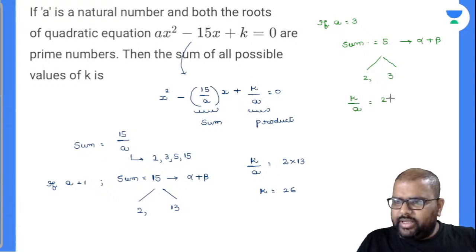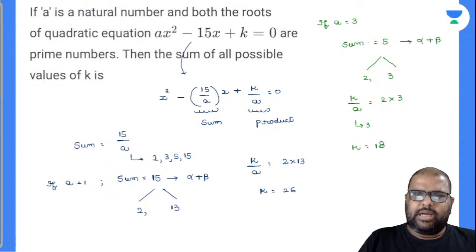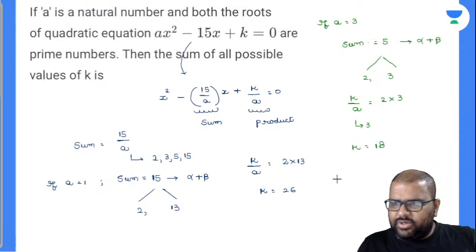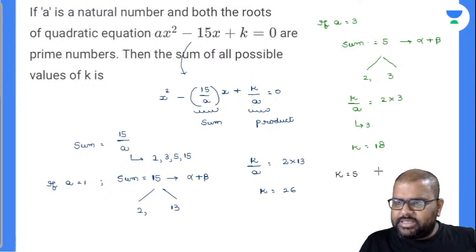2 into 3, and look, my a value is equal to 3. Then my k value is nothing but equal to how much? Is it 18? Yes, it is 18. Come to the next one. If k is equal to 5, write down here. K is equal to 5, then my sum value is nothing but equal to 5.